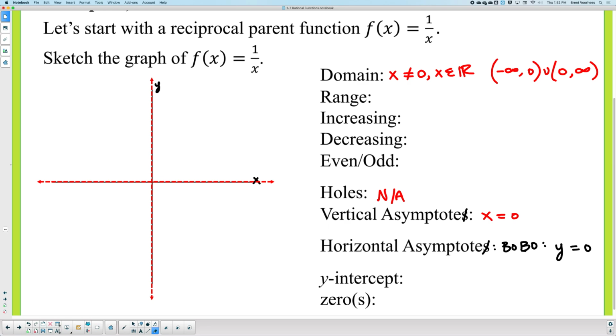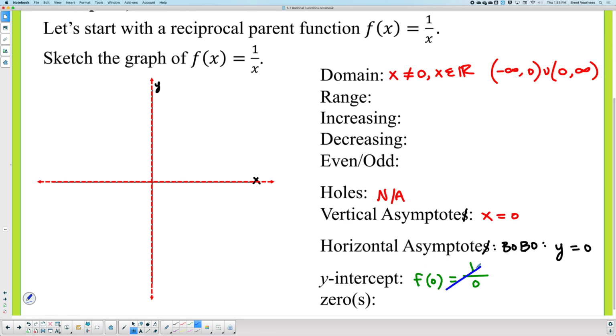Again, everything I'm doing is on that cheat sheet, but I'm just showing you how I'm going to do it today. So after I do holes, vertical asymptotes, and a horizontal asymptote, I'll then do the y-intercept. The y-intercept you get by plugging 0 in for x, substituting an x value of 0. So it'll be whatever we get when we do this. I plug in a 0, and I get 1 divided by 0. Am I allowed to do that? What's the problem with that? Dividing by 0. Not allowed to do that.